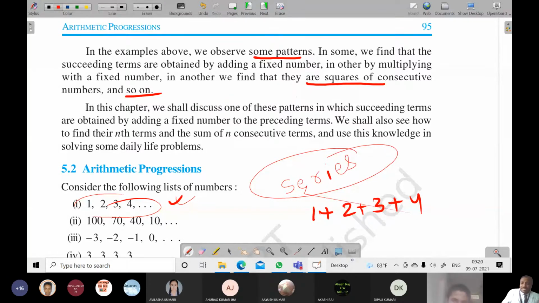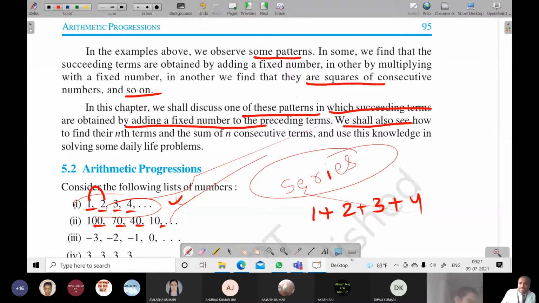But here it has been said, in this chapter we will discuss one of these patterns, and that pattern has a common difference, in which succeeding terms are obtained by adding a fixed number. That means the same number is added to the preceding terms. Like over here, 1 is being added to 1, 1 added to 2, again 1 added to 3, again 1 added to 4. So by adding 1, the next term is coming. Here, minus 30 is added in all, or you can say 30 is subtracted in all. So there is a common difference.